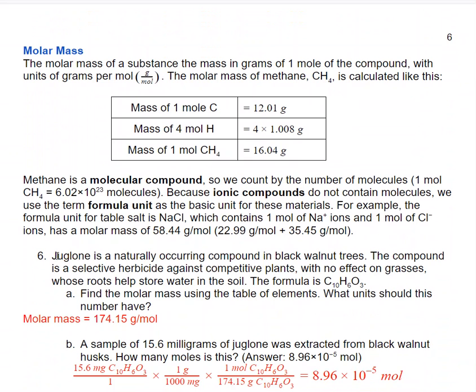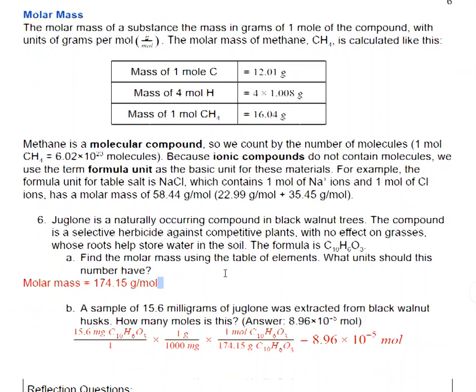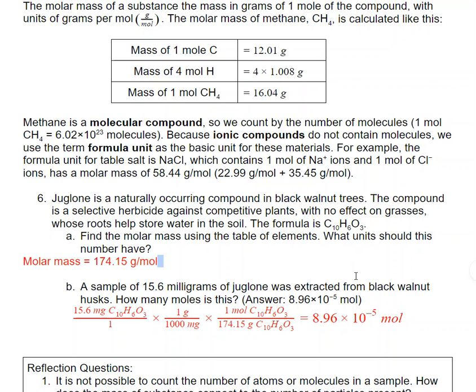So this is a naturally occurring compound in black walnut trees. It's actually a selective herbicide against competitive plants. So what's the molar mass of this compound? So I've got 10 carbon, 6 hydrogen, and 3 oxygen. So I want to know how many moles are in 15.6 milligrams of this selective herbicide. So I convert milligrams to grams, grams to moles, and then that gives us our answer.